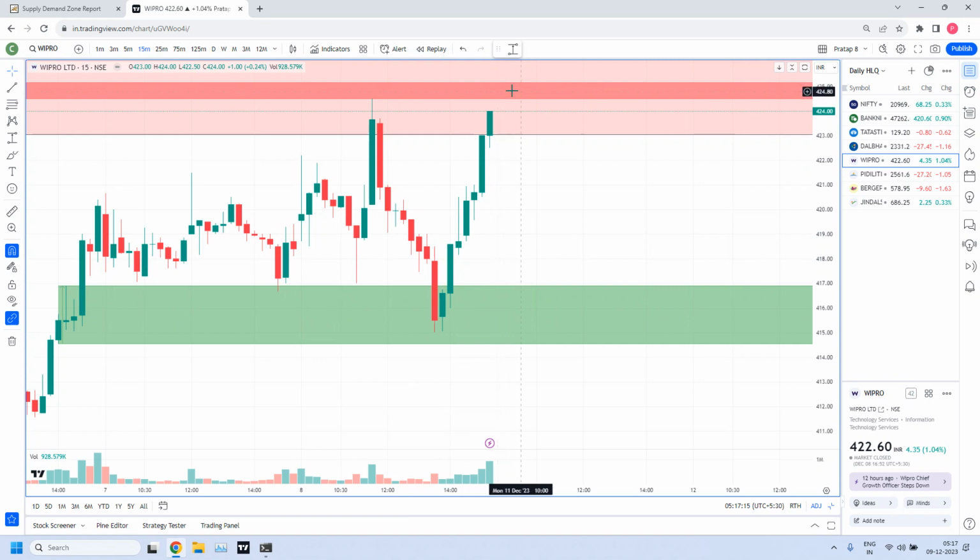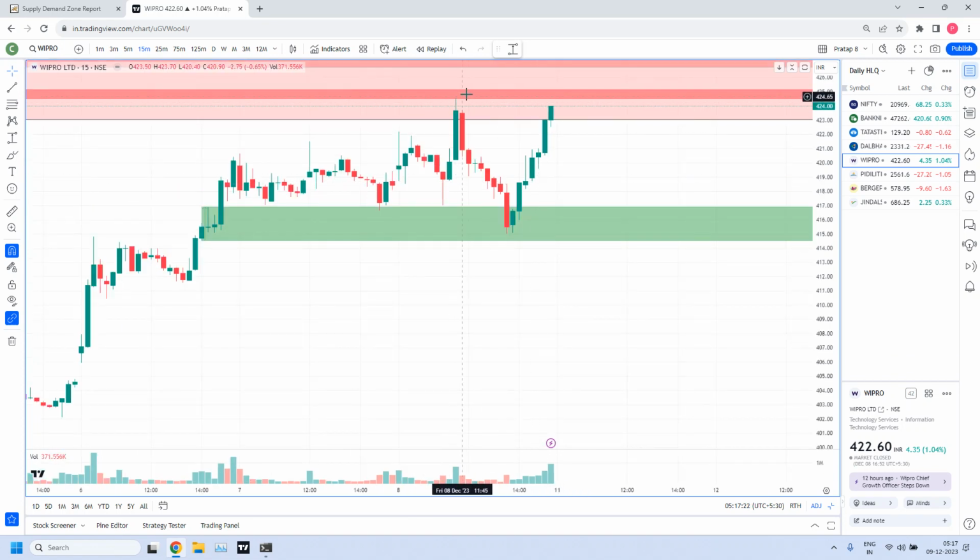Maybe next time prices enter into this. Can we accept one more trade? That is up to you. Because generally what we do, if this is a high liquidity zone, we will accept. If it is not a high liquidity zone, we don't take risk.